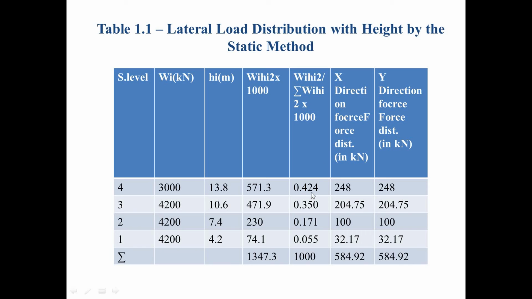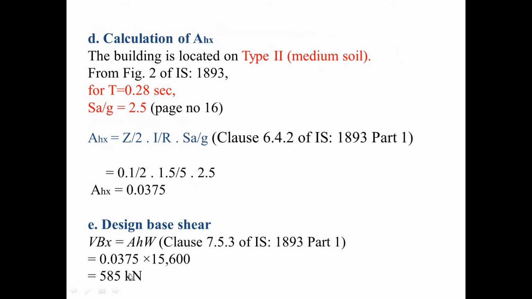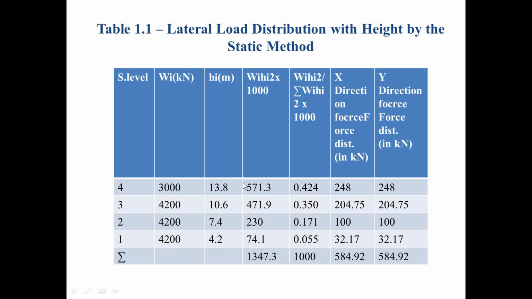Okay, now how to calculate the x direction forces? You have to multiply this 0.424 into VB. VB is this that you have calculated, this VB 585. If you multiply 585 with these values, you will get this, 248, because in both the cases we have already seen that the VB, that is the base shear calculated in x and y direction, is 585. So the answer will be the same for both the cases. You just have to multiply the respective formula value and you will get the answer.